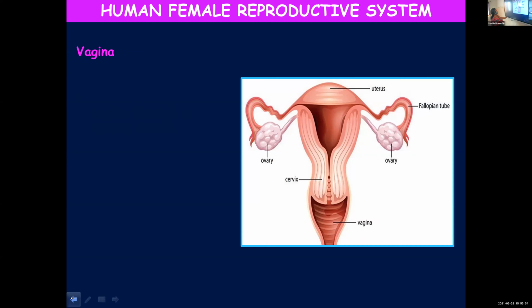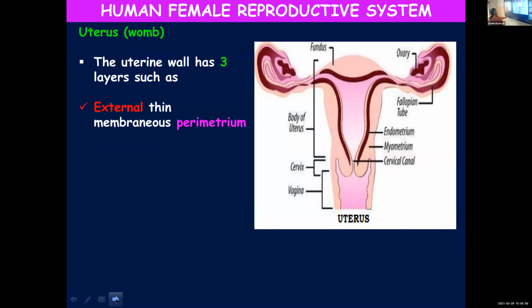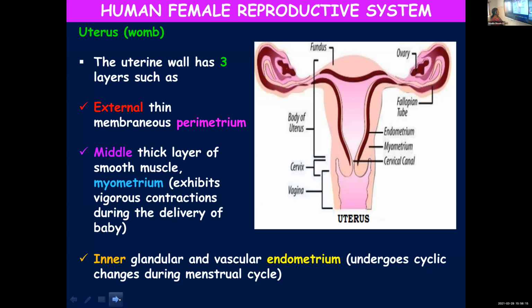We started with the uterus and its different parts: the upper fundus, the middle body, and the terminal cervix. The cervix leads into the vagina. Then we learned about the uterus. As I told you, the wall of the uterus has 3 layers. The outermost layer is the perimetrium, the middle is the myometrium, and the innermost is the endometrium. And the functions of the myometrium and endometrium.